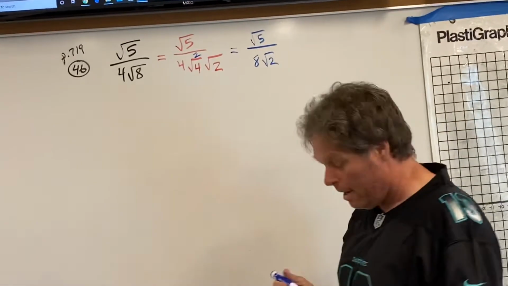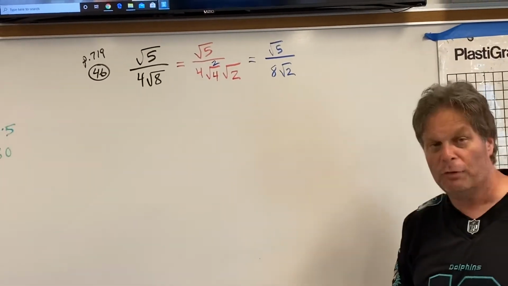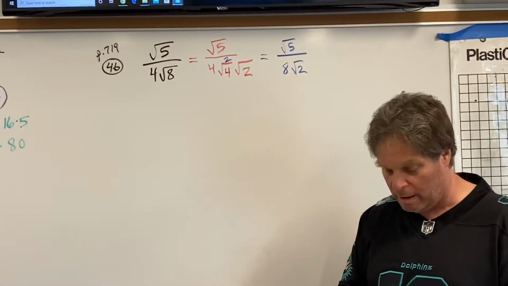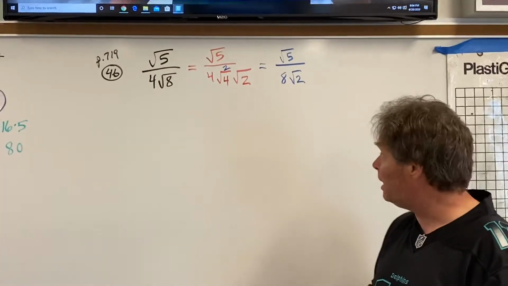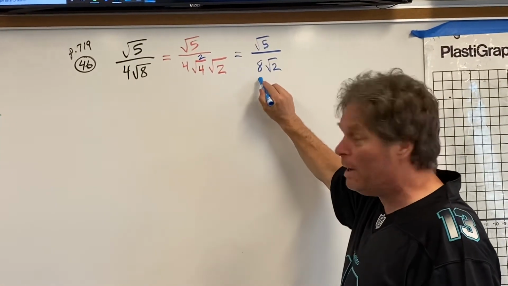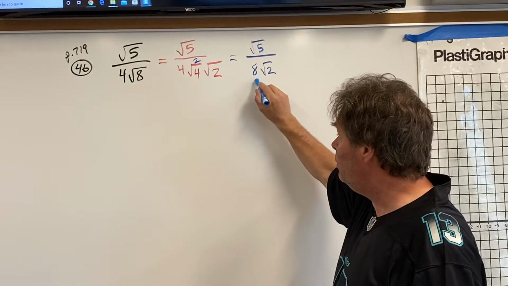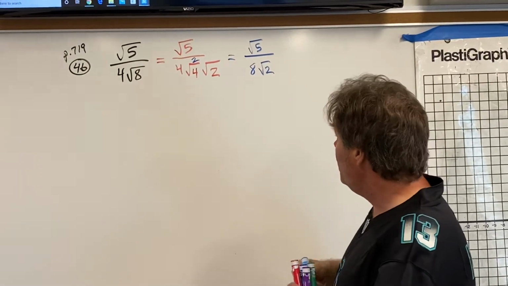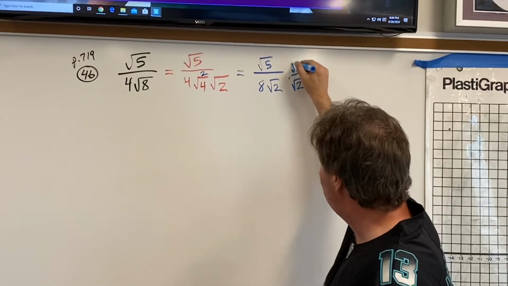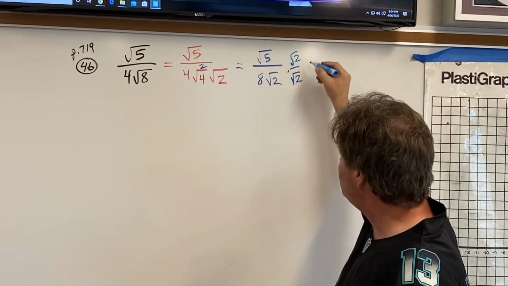Now, remember the rules. We're not allowed to have radicals in the denominator. No radicals in the denominator. So we've got to get rid of that root 2 down there. The 8's not a problem. Don't worry about the 8. It's not a root. We want to get rid of the radicals. So in order to do that, we times it by itself on top and bottom. Root 2 over root 2. So we're just timesing the fraction by 1.